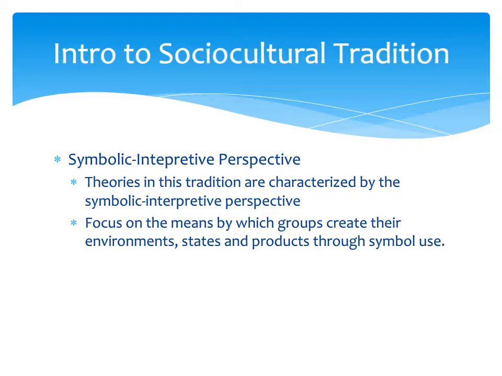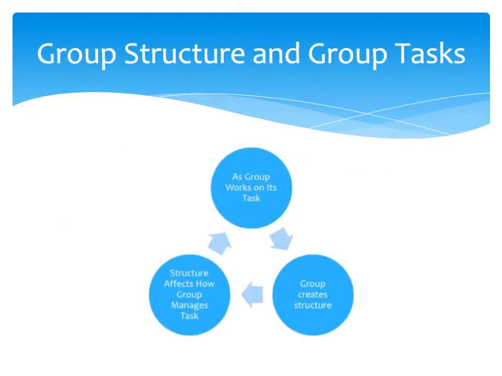As the textbook notes, the sociocultural tradition features theories that reflect the symbolic interpretive perspective. Though it also sometimes informs cybernetics, the symbolic interpretive perspective deals with the many ways groups create their realities in the context of the symbols they create and utilize. The sociocultural theories in this chapter deal primarily with group structure and group tasks. Think of it this way, as any group works towards accomplishing its tasks, whatever that task may be.